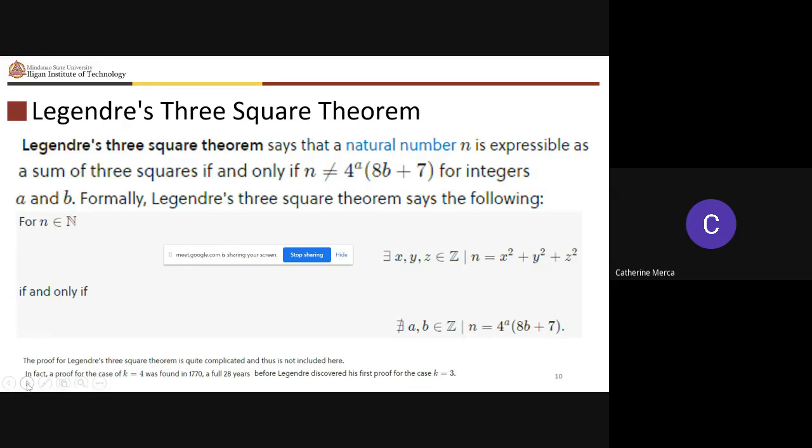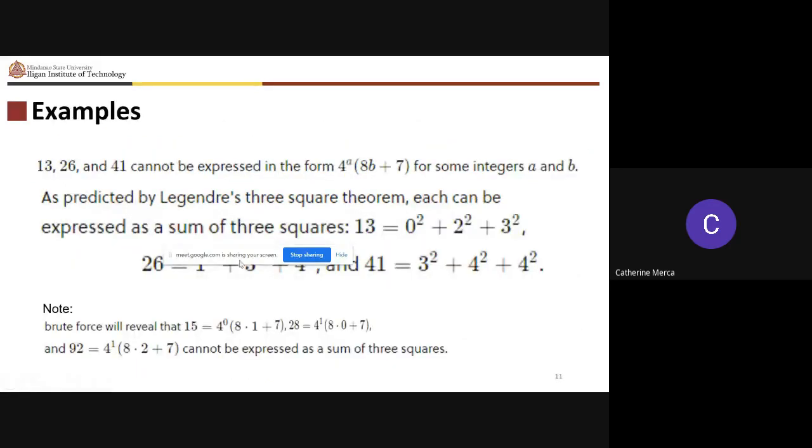Example tayo para makita mas clear siya. You have here 13, 26, and 41. They cannot be expressed in this form, 4 to the a times 8b plus 7, for some integers a, b. So because we cannot express them in this form, by the theorem, then this 13 can be expressed as a sum of three squares.